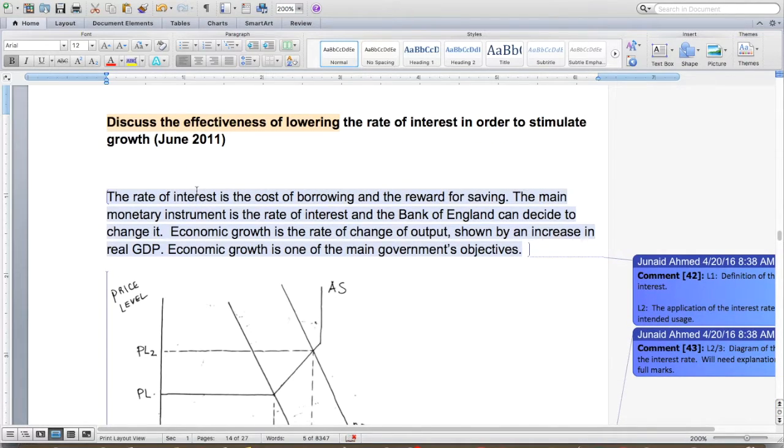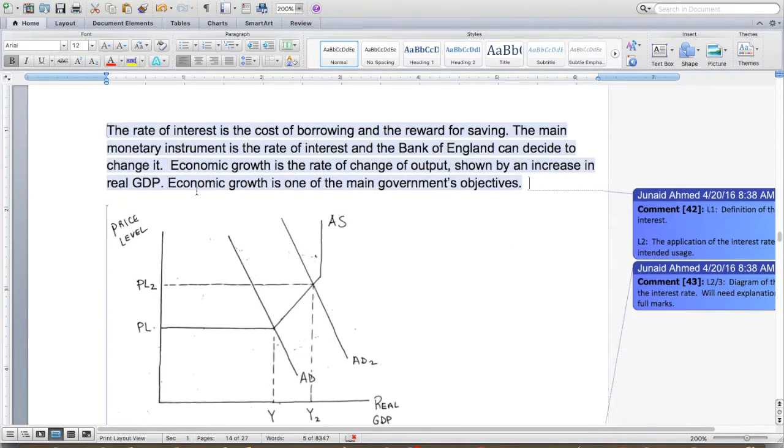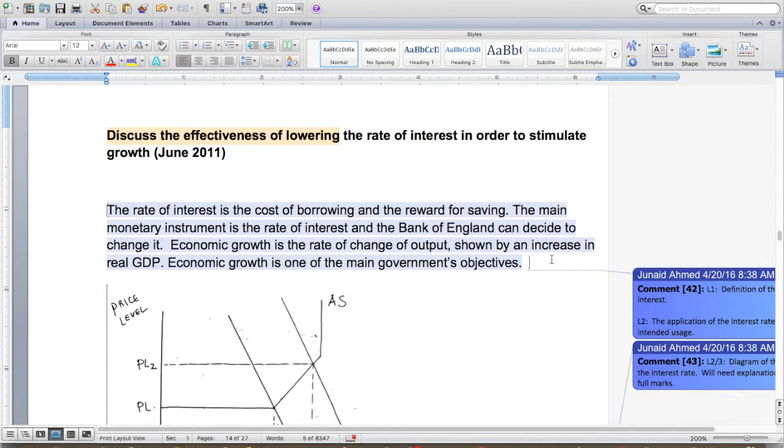The rate of interest is the cost of borrowing and the reward for saving. The main monetary instrument is the rate of interest, and the Bank of England can decide to change it. Economic growth is the rate of change of output, shown by an increase in real GDP. Economic growth is one of the government's main objectives. So we've addressed what is the rate of interest and growth.